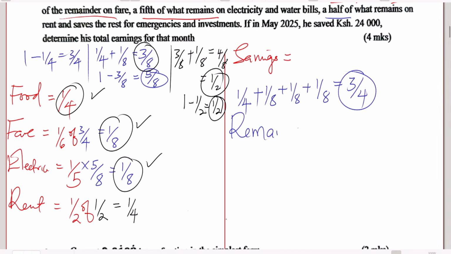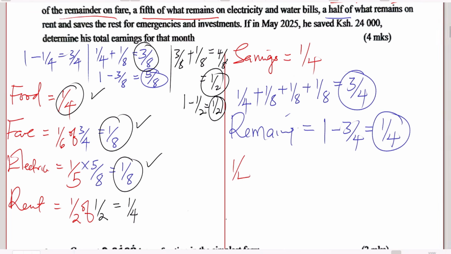So what remains is what goes to savings. The whole salary is 1, subtract 3/4. This will be a quarter. So savings will be a quarter. Now, if in May 2025 he saved 24,000, so savings, which is a quarter, is equivalent to 24,000 shillings. Determine his total earnings. Assuming the total earnings is 4/4 or 1, if a quarter is equal to 24,000 shillings, what about the whole salary, which is 1?